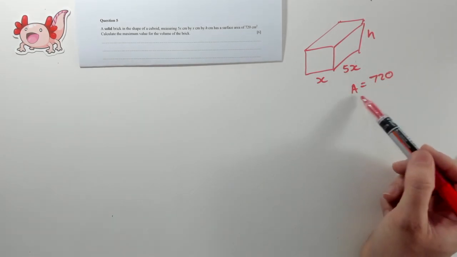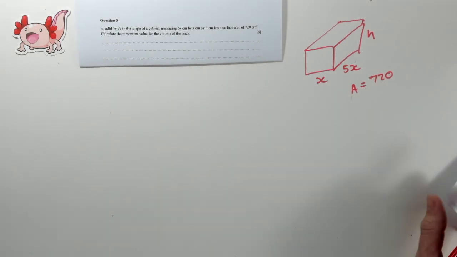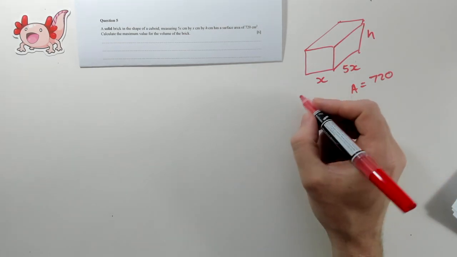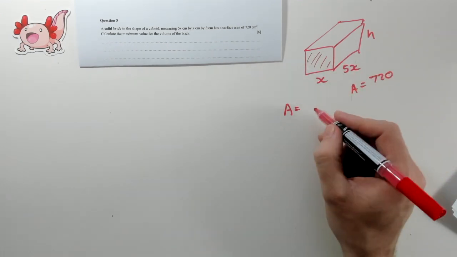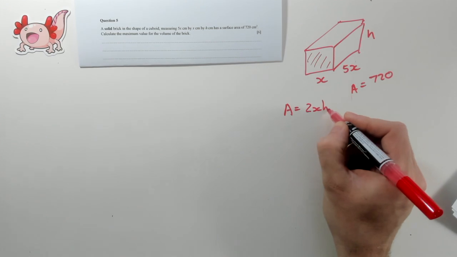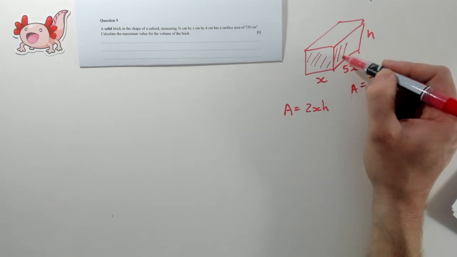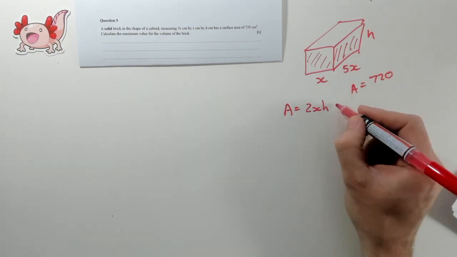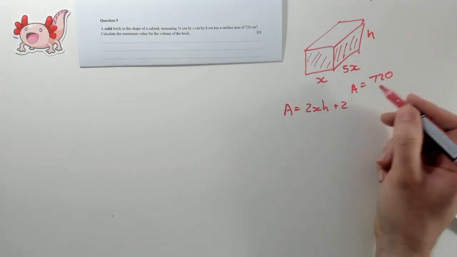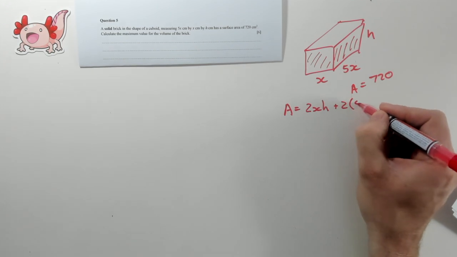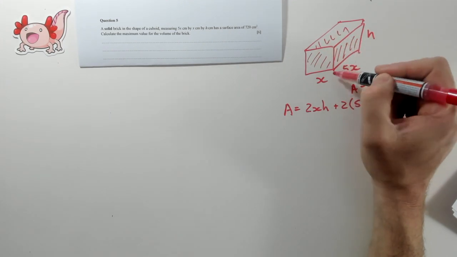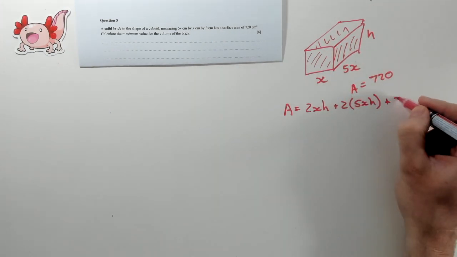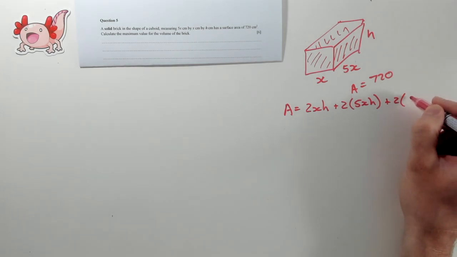So I'm going to start with this surface area, because that's the part that I know. I'm going to use that part. So the surface area I can get by, this is x times h, but there's two of them. So it's going to be 2xh. And then this side would be 5x by h, but there's also two of them. 2 times 5x by h. Plus, and then the top is x times 5x, but the two of them as well. And that would be 2 times 5x squared.